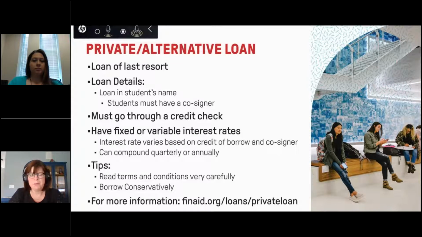Private or alternative loans: you may start receiving mail or email solicitations for these types of things. We do consider these a loan of last resort. Again, the loan is in the student's name, but almost all of them do require a cosigner. Both the student and the cosigner will go through a credit check, and the terms and conditions for these are all over the board. They can have either a fixed or variable interest rate. Some require repayment while you're in school. Some require interest payments while you're in school. Again, borrow as conservatively as possible if you need to get into one of these, and read the terms and conditions very carefully before you commit to anything.